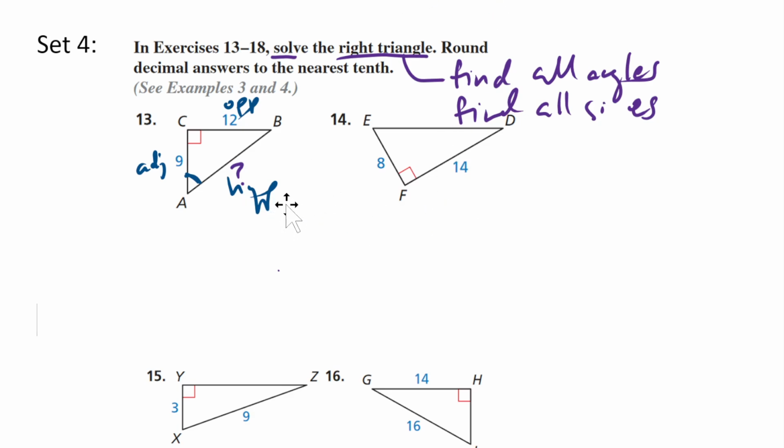And so you can use inverses, you can use the Pythagorean theorem, you can also use normal sine, cosine, tangent, and pretty much all you have to do is find all the sides and angles. And that's set 4.